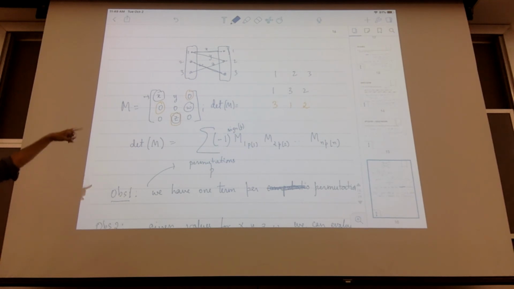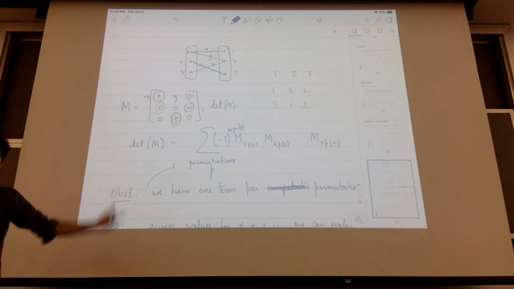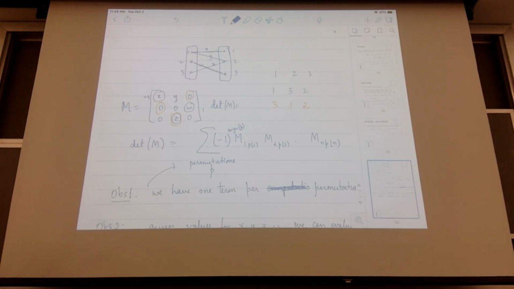And if I pick 1, 3, 2, I would have got xwz, times the sign of 1, 3, 2. Plus what else? 3, 1, 2, again you can verify 0. In this case, you will be able to verify that every other permutation you pick, you will hit at least 1 zero in this matrix.